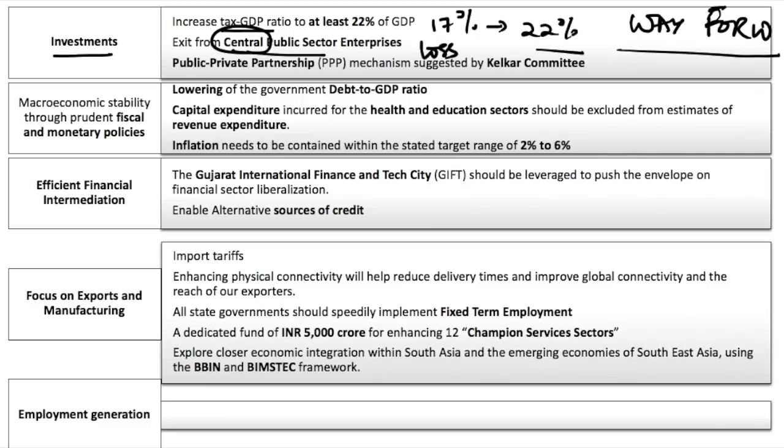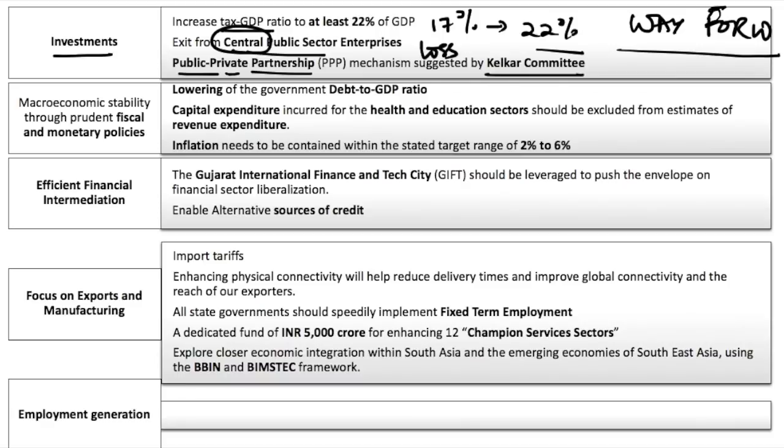Third is public private partnership mechanism, which was recently suggested by Kelkar committee, should be accepted, wherein the Kelkar committee said that the government has to move out of public sector enterprises, has to ensure that public private partnership is made profitable and is followed in more enterprises, in more sectors.